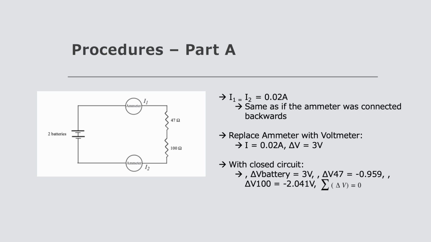For the 47 ohm resistor, the potential difference was negative 0.959 volts, and the potential difference for the resistor with 100 ohms was negative 2.041 volts. So the total potential difference resulted at 0.